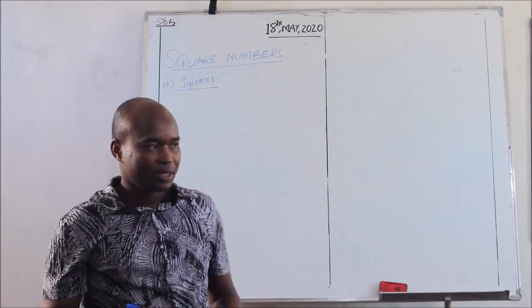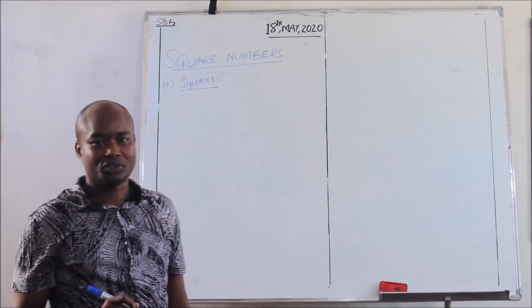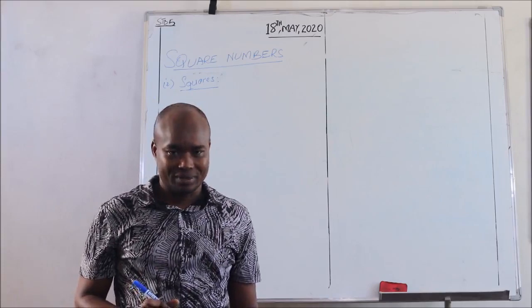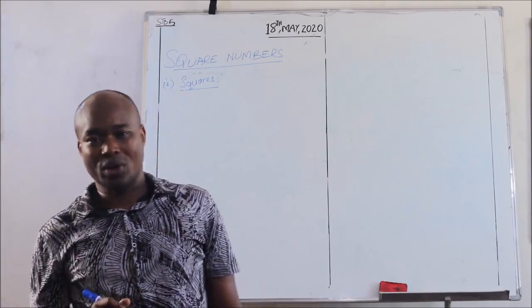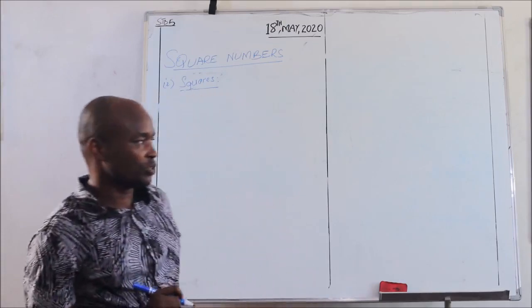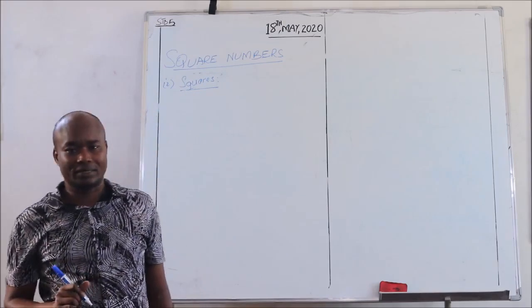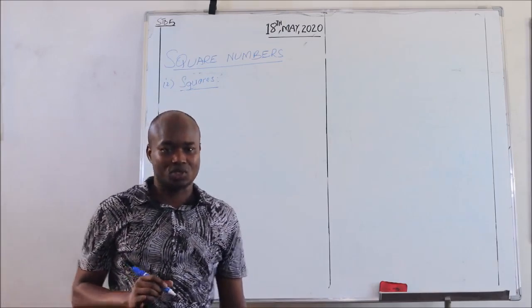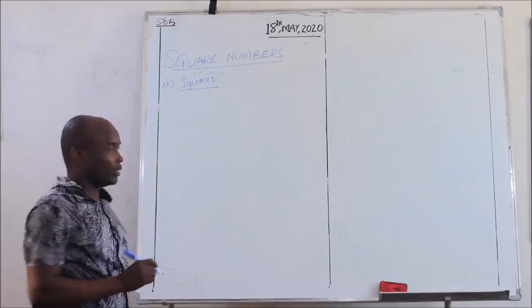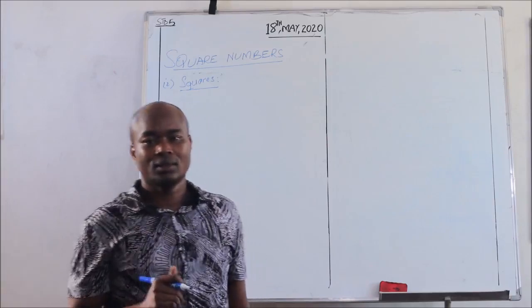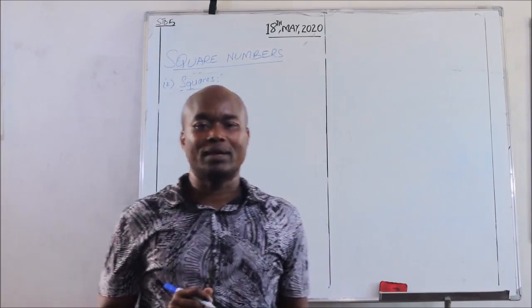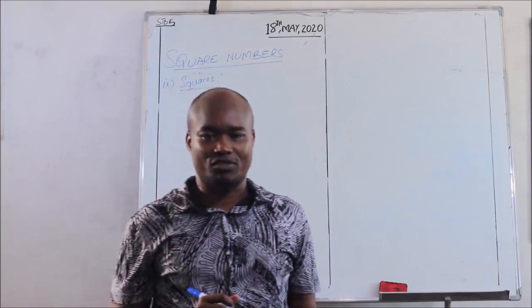So, the topic of today, as I've told you, is square numbers. Under square numbers, we're going to focus on squares. First of all, we are going to look at the meaning of square. What is a square? A square is a result of multiplying a number by itself.